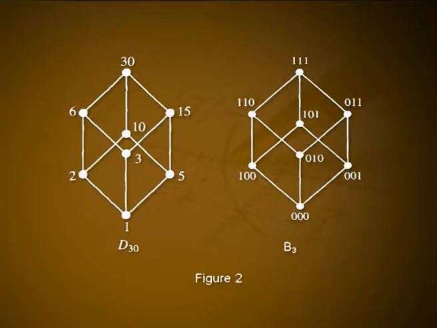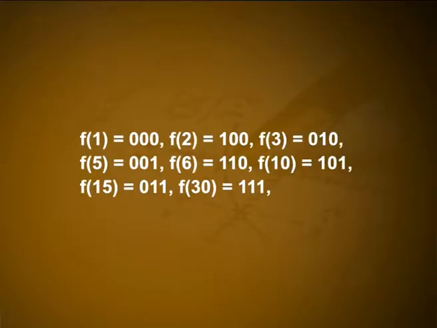We see the one-to-one correspondence f from D30 to B3 defined by f of 1 is equal to 000, f of 2 is equal to 100, f of 3 is equal to 010, f of 5 is equal to 001, f of 6 is equal to 110, f of 10 is equal to 101, f of 15 is equal to 011, and f of 30 is equal to 111. This is an isomorphism. Thus, D30 is a Boolean algebra.